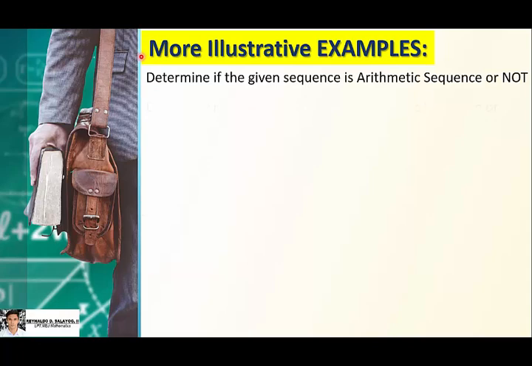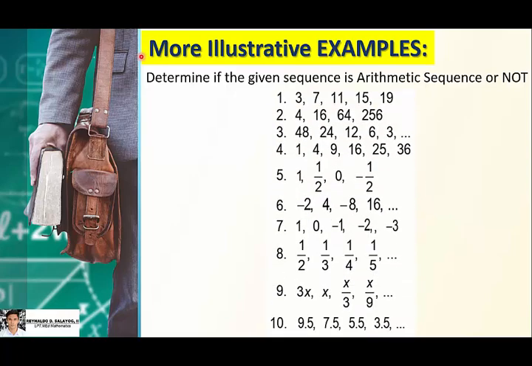Here, determine if the given sequence is an arithmetic sequence or not an arithmetic sequence. So these are the given. So for the first one, what do you think? Is this an arithmetic sequence or not an arithmetic sequence?